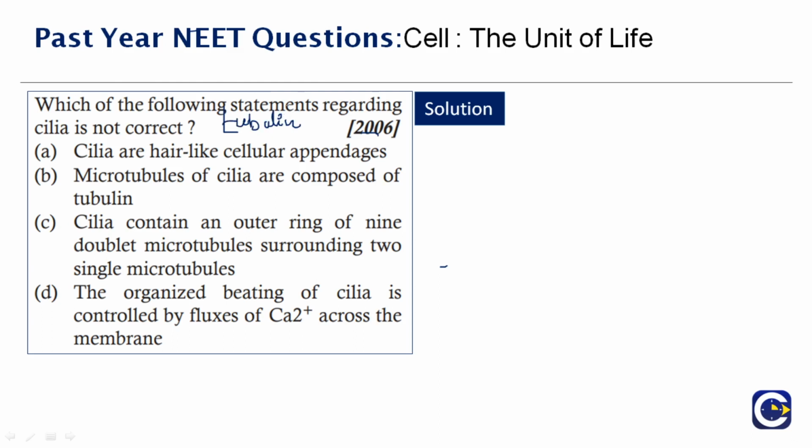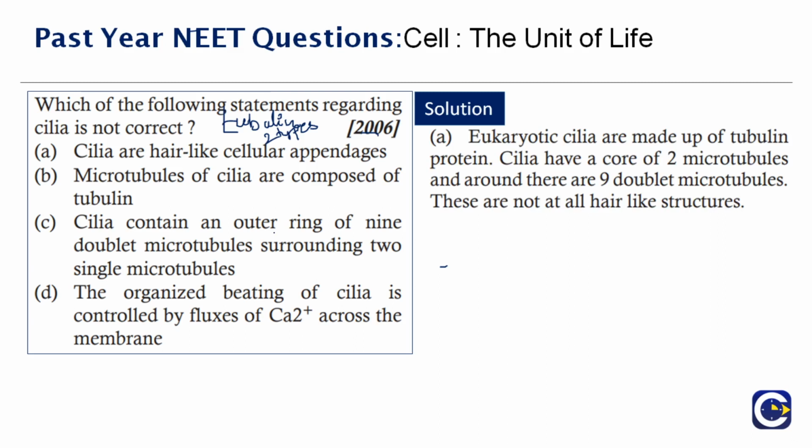These are not actually hair-like structures. Many confuse cilia with flagella, and sometimes we consider them as hair-like structures, but they are not hair-like structures. And you have 2 types of cilia. One is motile and one is non-motile. Motile means it will help in movement, and non-motile means it will act as a sensory organ. So the correct answer to this question is option A.